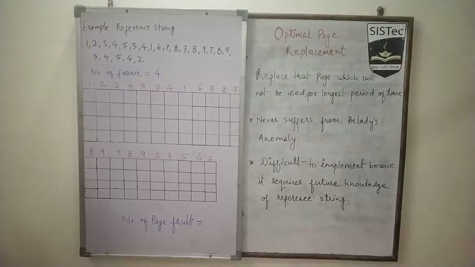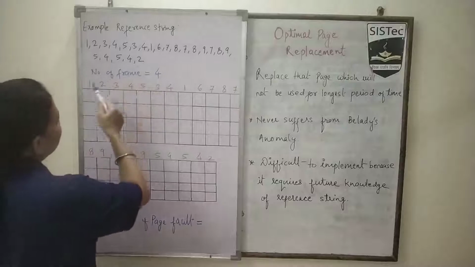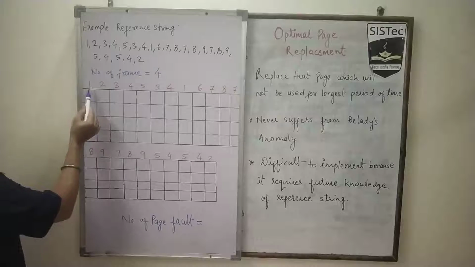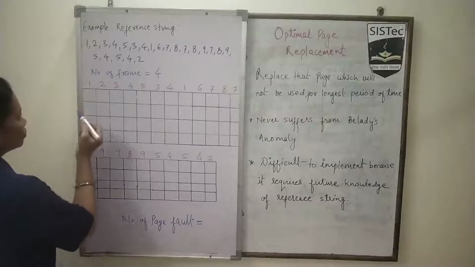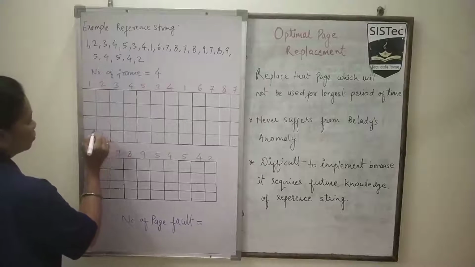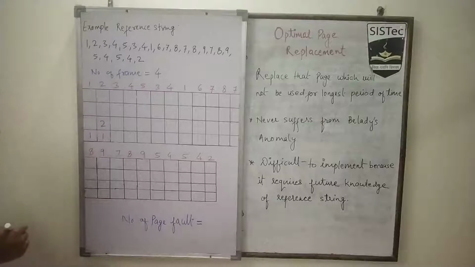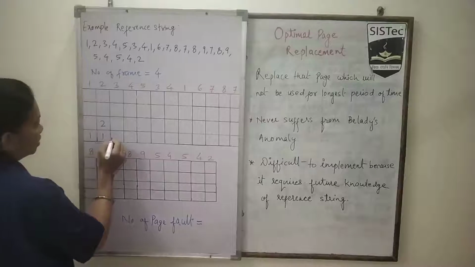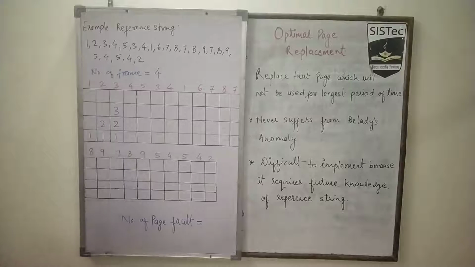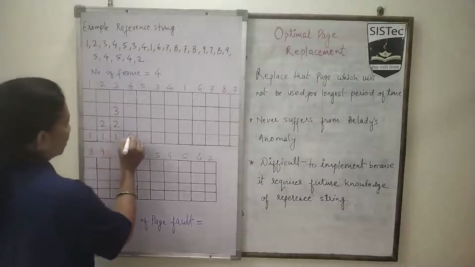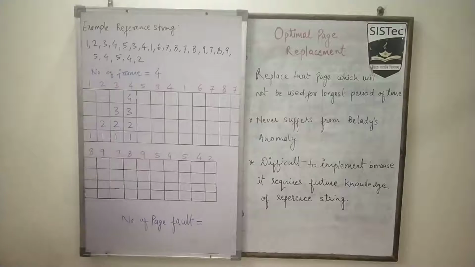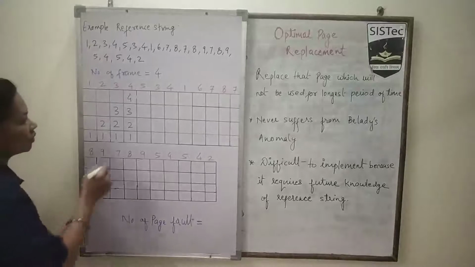So only 4 frames are there, and we have to give the frames to these page requests. Now we start. First page request is 1, so we will allocate this page into the first frame. Next request is 2, then we allocate the page into the second frame. Next request is 3, we allocate this page into the third frame. Next page request is 4, and one frame is empty, we allocate this page into the empty frame, that is 4. Now the next request is 5.